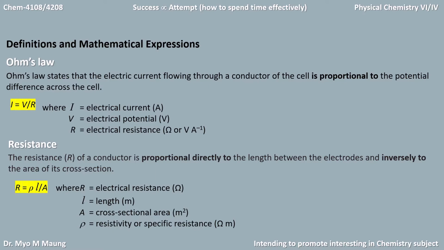And the second, you should study resistance. The resistance, R, of a conductor is proportional directly to the length between the electrodes and inversely to the area of its cross-section. R equals ρ into L by A, where R equals electrical resistance, ohm, L equals length, meter, A equals cross-sectional area, square meter, ρ equals resistivity or specific resistance, ohm meter.